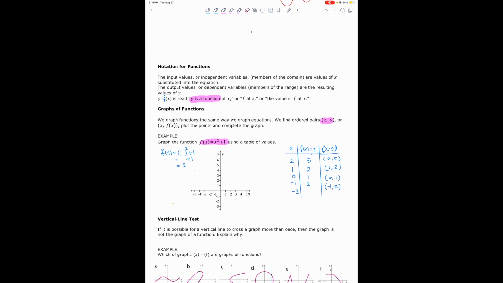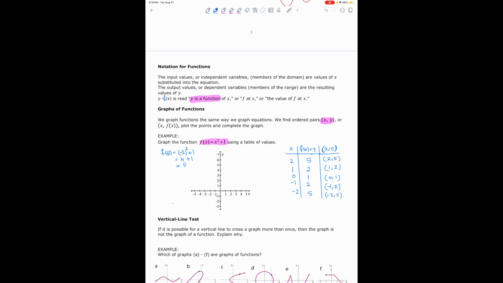Lastly, we replace the value with negative 2. Negative 2 squared is 4. 4 plus 1 is 5. So the value here is 5. We get negative 2 and 5.